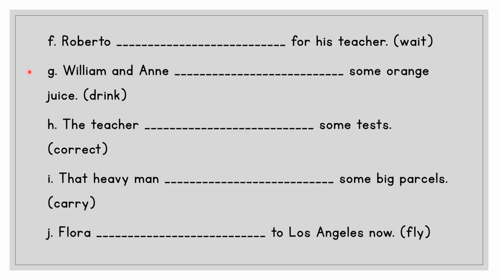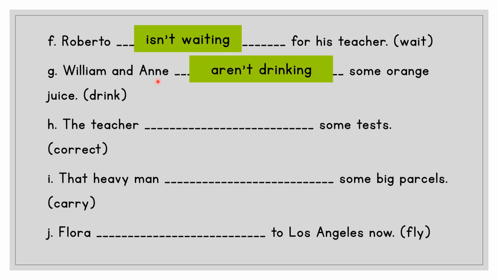Okay, next. Roberto. Singular or plural? Singular. So, isn't or aren't? Isn't. Okay, so isn't waiting. Roberto isn't waiting for his teacher. Okay, next. William and Anne. Singular or plural? Plural. So, isn't or aren't? Aren't. So, William and Anne aren't drinking some orange juice.